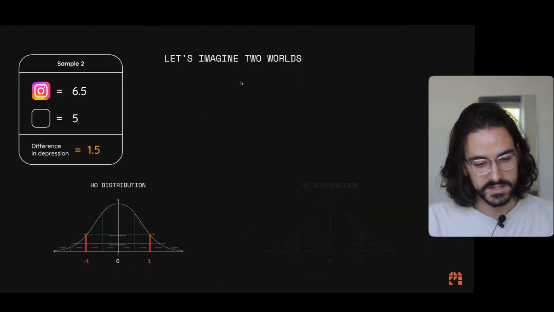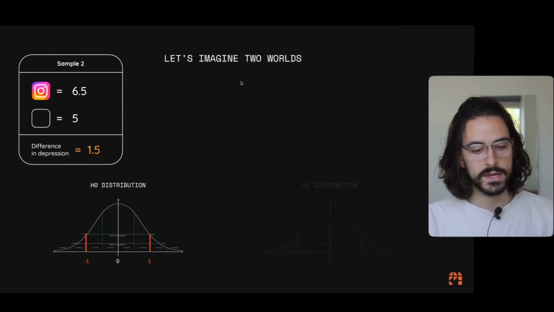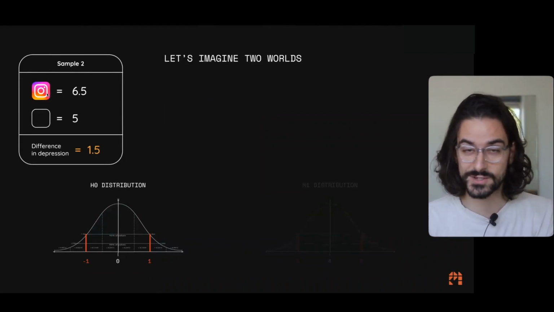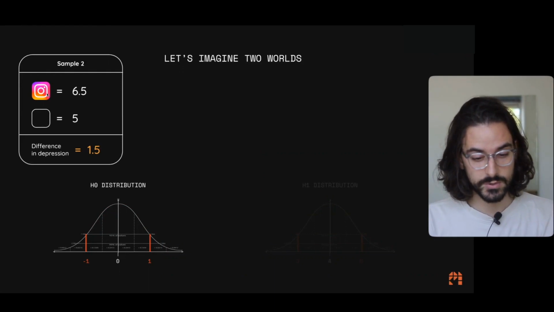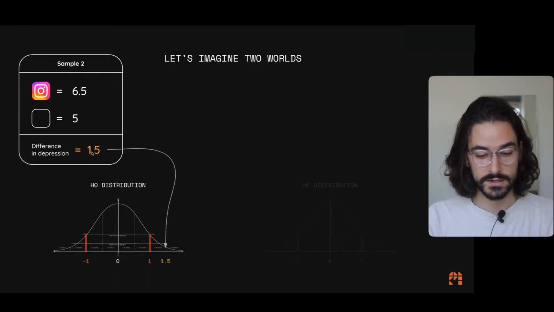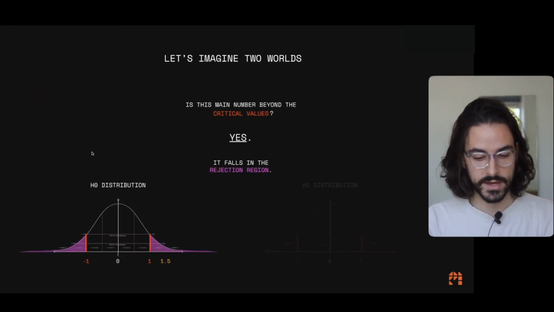Let's look at this other example. This is another sample, another study in a different parallel universe. And now in this case, we have a depression of 6.5 for people who use Instagram and a depression of 5 for people who didn't use Instagram. Everyone was really depressed in this world. The difference is 1.5 between the two. So let's plug that in. Is the main number that we found beyond the critical values?